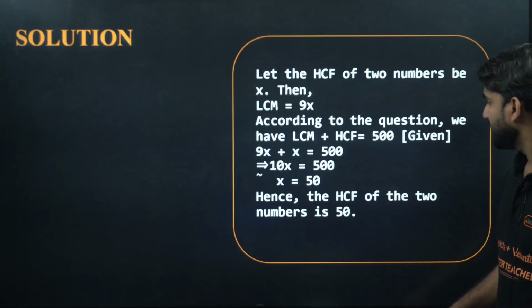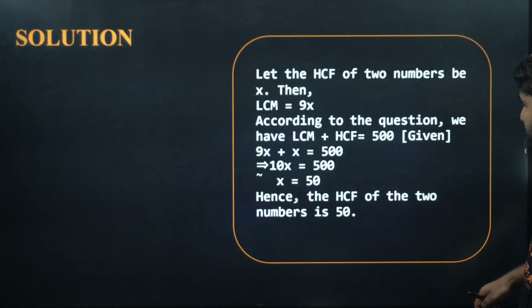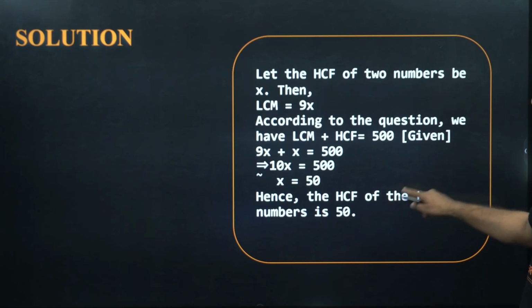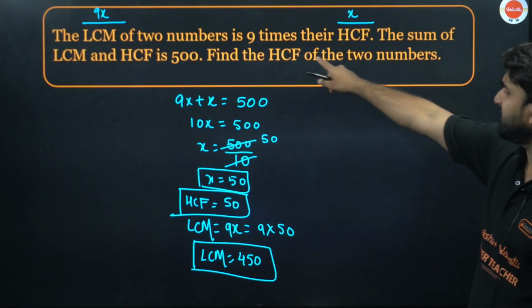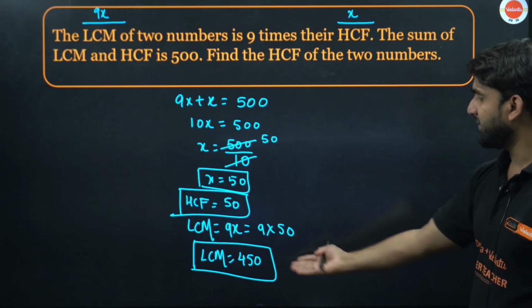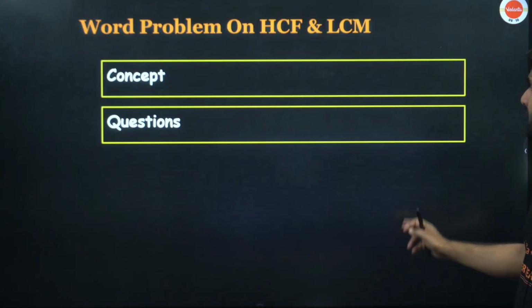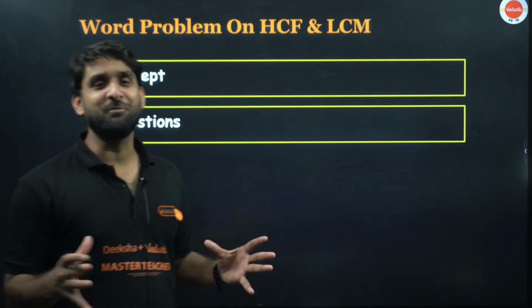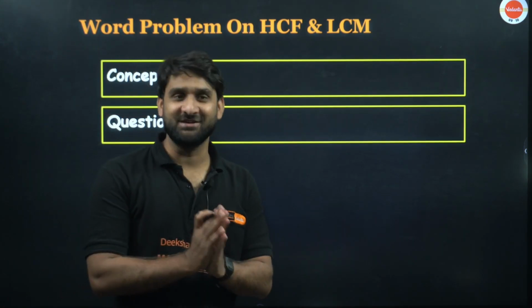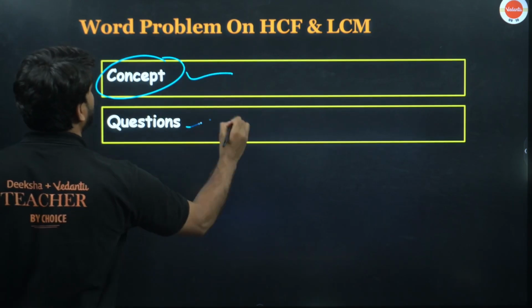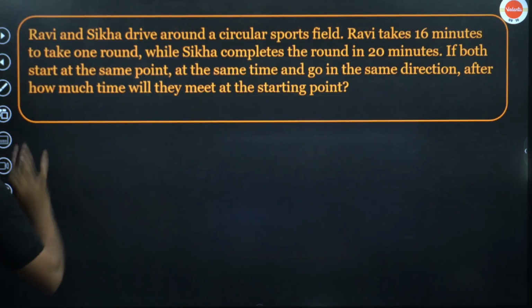Moving ahead, given here, HCF of two numbers is 50. So we have to find out only HCF. LCM is not required. But we have solved it here, no problem. Now let's do your favorite section, word problems on HCF and LCM. In word problem questions, concept is very important, and there are a few questions. So look at the first question here.